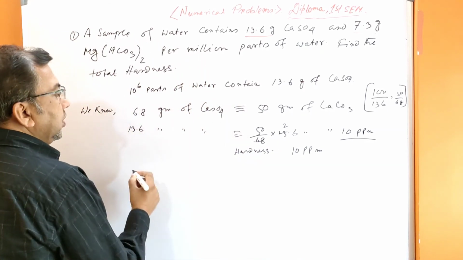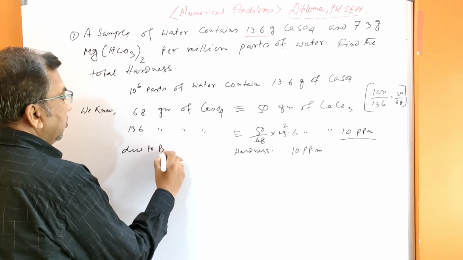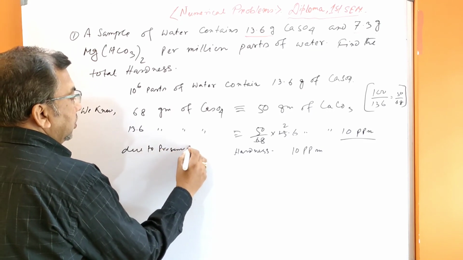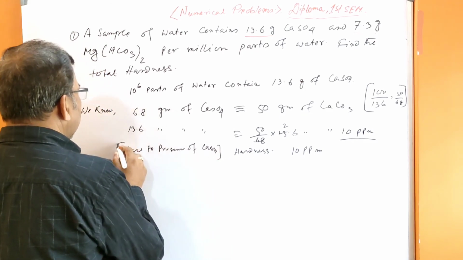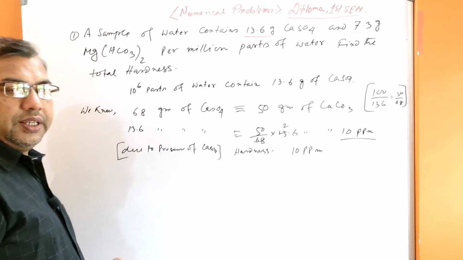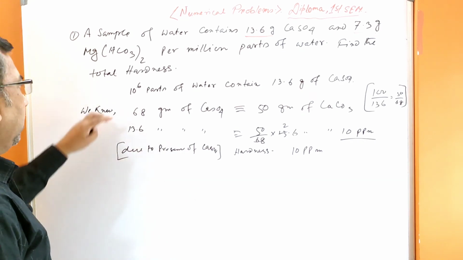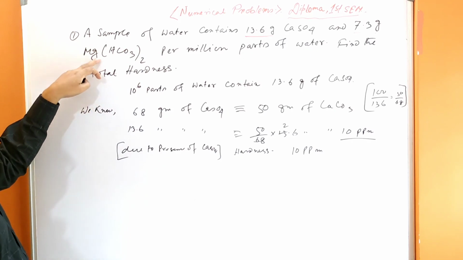That means hardness due to presence of calcium sulfate. Due to presence of calcium sulfate, the hardness equals 10 ppm. It is the permanent hardness. In the same way, you have to convert this. This is the magnesium bicarbonate.